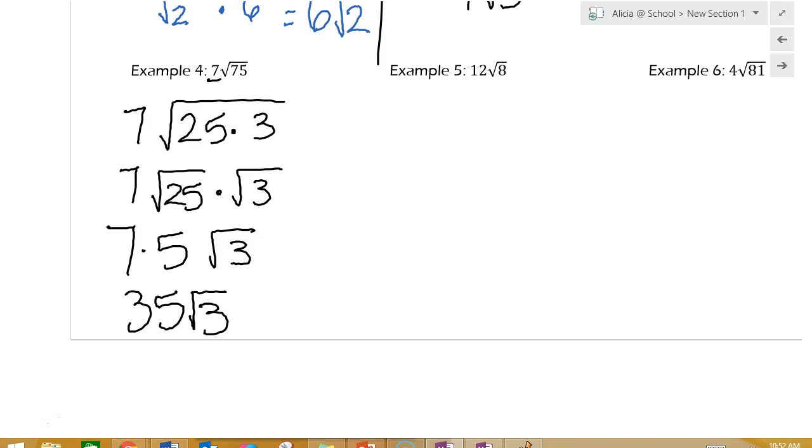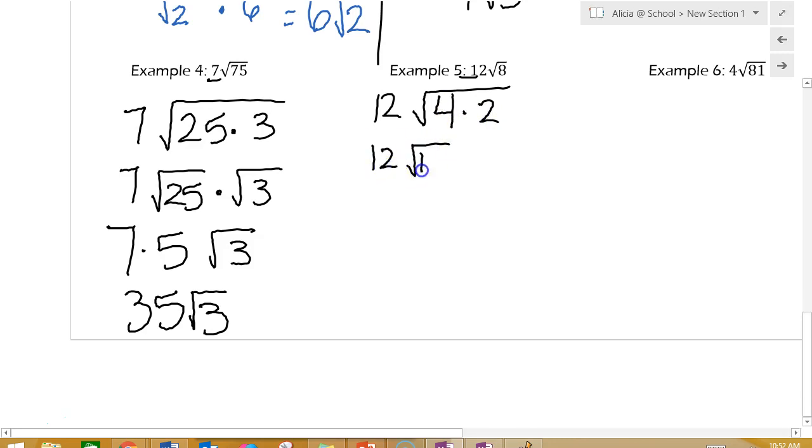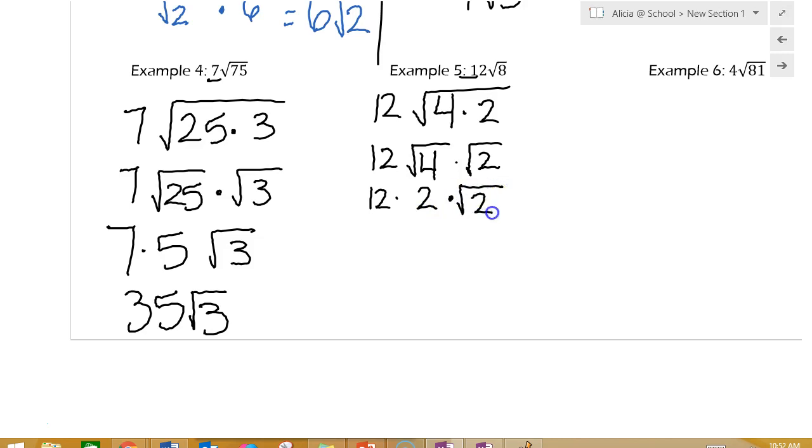The same concept. I'm going to leave that coefficient of 12 in front, kind of bring it down. And I want to break down the square root of 8. So square root of 8, I can break that down to be 4 times 2. Right? I see that perfect square of a 4. So I'm going to go ahead and separate my radicals. Square root of 4 is 2, so I'm going to bring that 12 down, times 2, because the square root of 4 is 2. And I can't forget to rewrite the square root of 2.